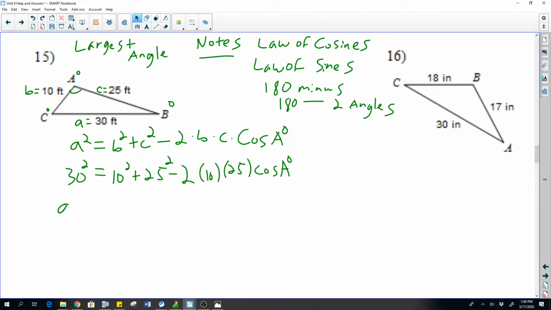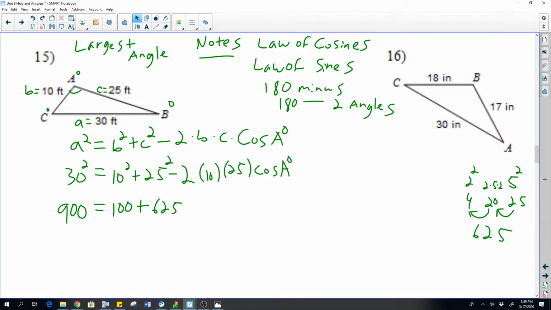So 30 squared is 900, and 10 squared is 100. What's 25 squared? Should I show you my cool method? I figured this out on a big road trip. 2 squared and 5 squared, so that's 4 and 25. And then what is 2 times 5? 10. But if we double it, times 2 again, we get 20. And then we add to the left. I found a new way to square numbers in my head: 625. So 25 squared is 625. You could just use your calculator there.